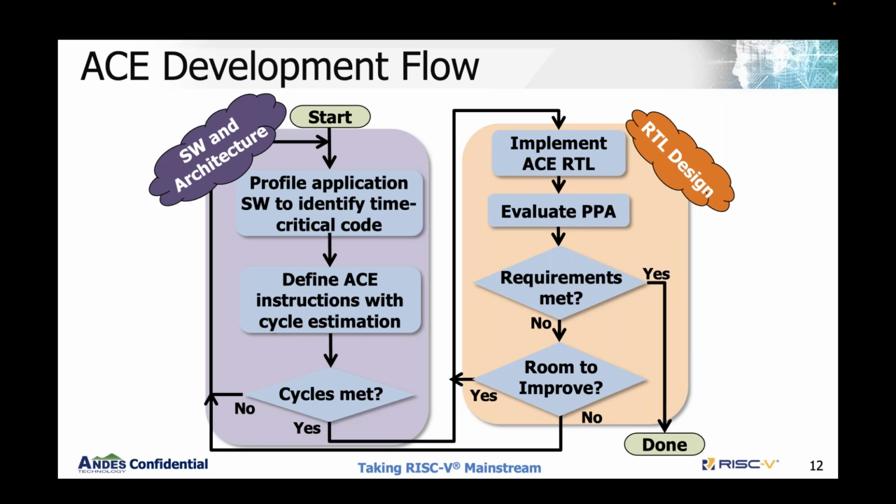But for most people, you don't know what you want to accelerate. So you need to have a tool to help you profile your software application and identify the timing critical code. Once that's identified, you can define your ACE instruction with the cycle count defined. Once that's done, you will iterate this flow until you're satisfied with the result. Then you can move on to the right-hand side of the flow to implement your ACE instructions.